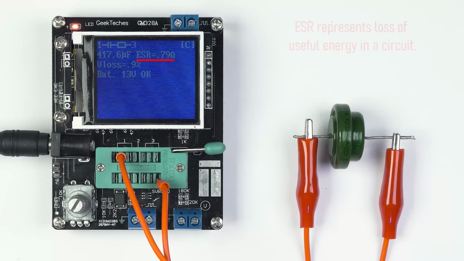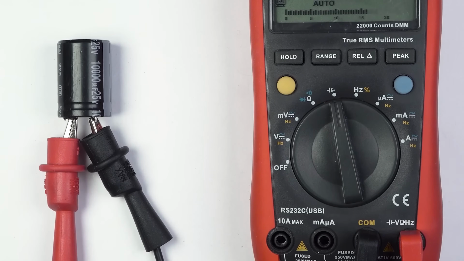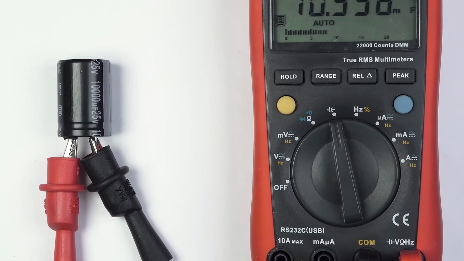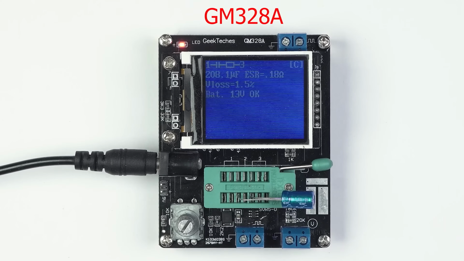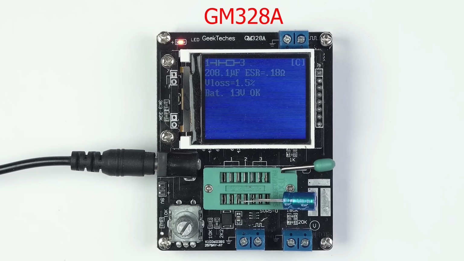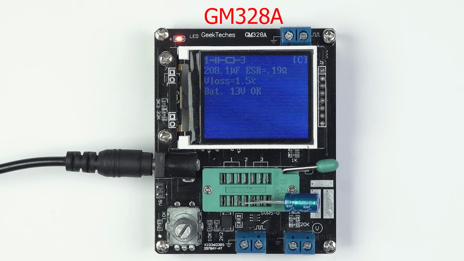ESR stands for equivalent series resistance and is a value representing the loss of useful energy in a circuit. ESR is a value that shows how fast a capacitor can deliver energy to a load and is measured in ohms. The lower the ESR, the higher the performance of the capacitor. You cannot measure ESR with a multimeter. You need to utilize a specialized device for this purpose. For example, the GM328 universal tester, which I have made a separate video about. You can find a link to it in the description.